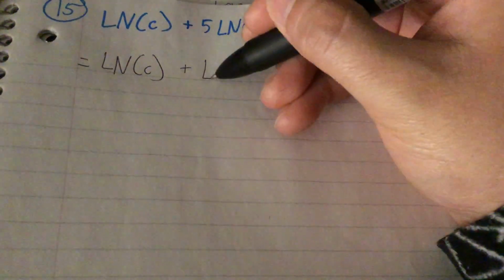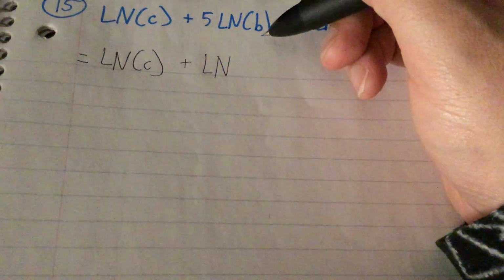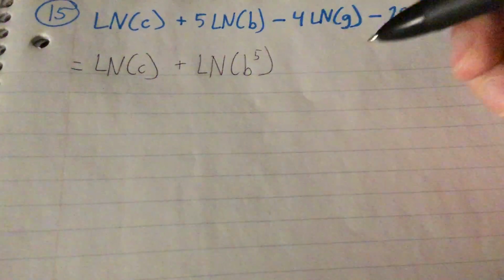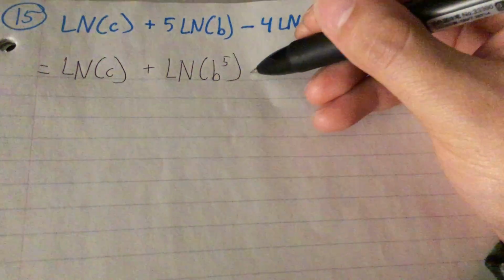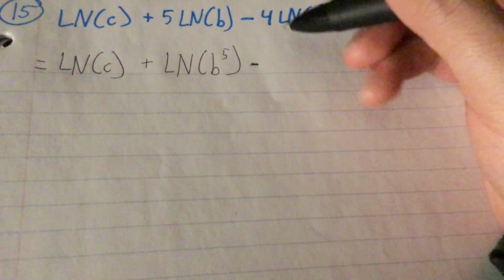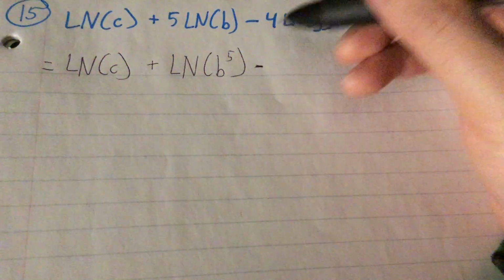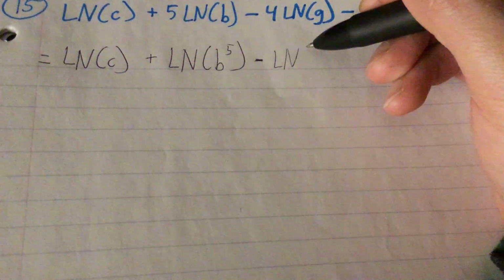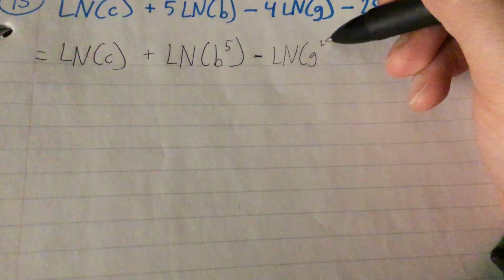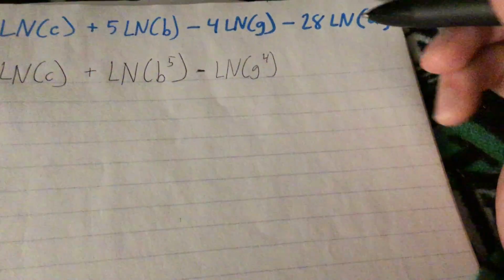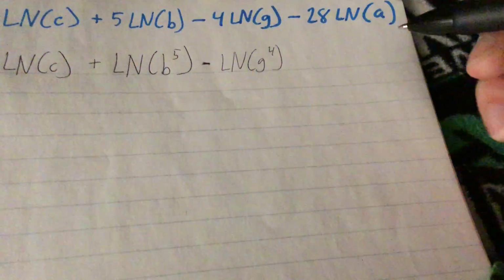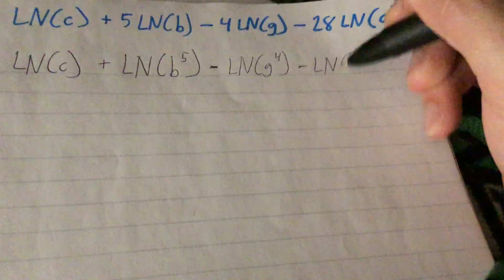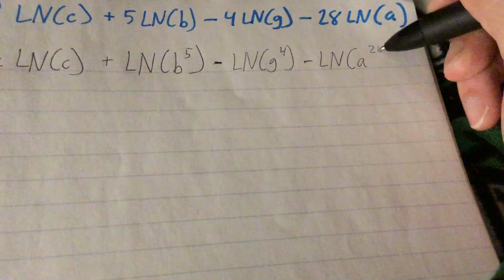So that becomes 5 natural log of b can become natural log of b to the 5th. Okay. Subtraction. That could go in the denominator, but for now, negative 4 natural log of g, so that can become negative ln of g to the 4th. All right, minus 28 ln of a. Okay, well, that can become minus the natural log of a to the 28th.